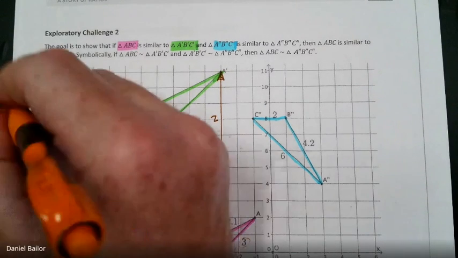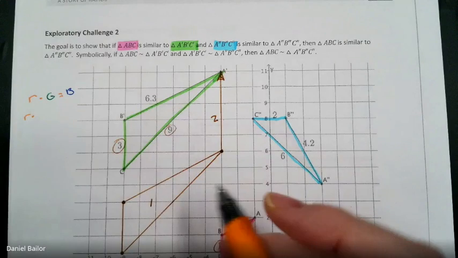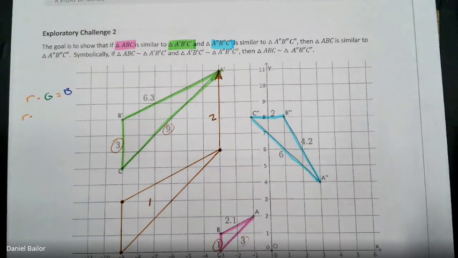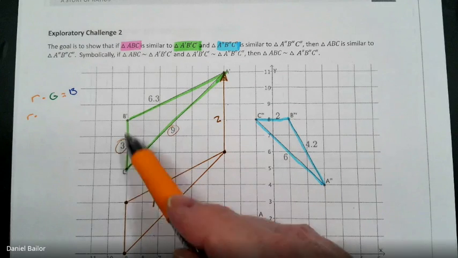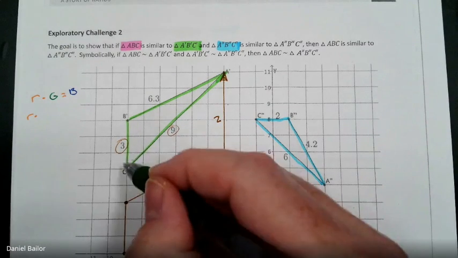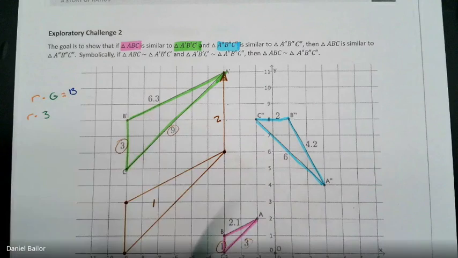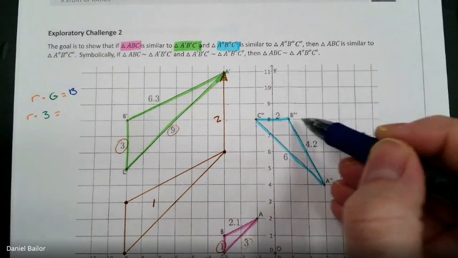R, we don't know. We're looking for the scale factor, but I know, just pick a side that you want to do. Just pick any side you want. I'm going to pick CB. So the green CB is 3, and the blue CB is 2.